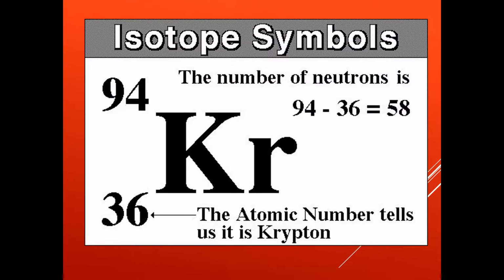So for example, krypton has a mass number of 94 and has an atomic number of 36. So 36 tells us it has 36 protons, and that's also krypton. 94 is the number of protons plus the number of neutrons. So if we wanted to calculate how many neutrons were in this isotope, we just subtract the two numbers. 94 minus 36 gives you the number of neutrons.